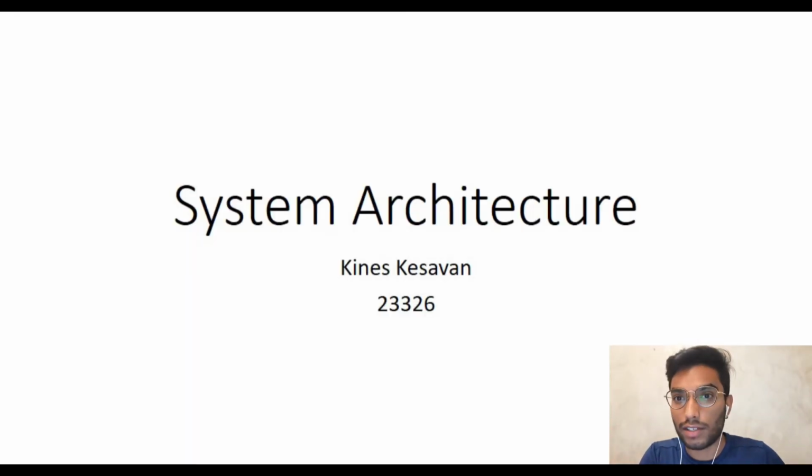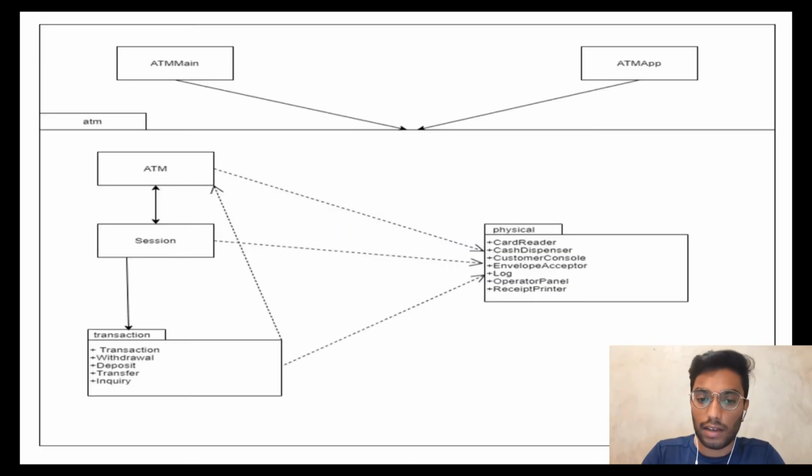Hi, my name is Kinesh Kesavan, student ID 23326. Today I'll be presenting to you about the system architecture of ATM and CDM. As you can see in the diagram on the slide, we show the system architecture of ATM and CDM. It consists of two layers of classes. The top level classes are ATM main and ATM app. Both classes allow the system to run as an application. Only one of the two will be initiated in any particular use of the system.